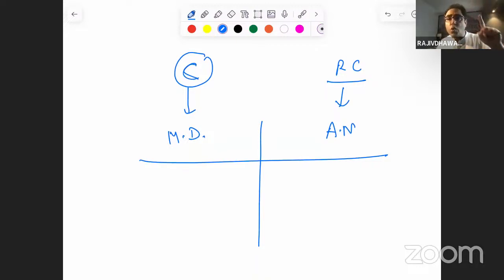Number one, tone decay is faster in retrocochlear. Number two, recruitment is a feature of cochlear. Number three, the SISI score, short increment sensitivity index, of a cochlear disease patient is better than normal. And number four is speech audiometry. Retrocochlear hearing loss shows a very poor speech discrimination score, and the rollover phenomenon is positive.